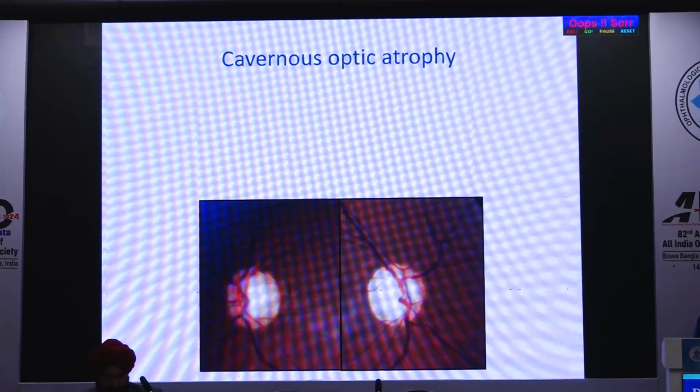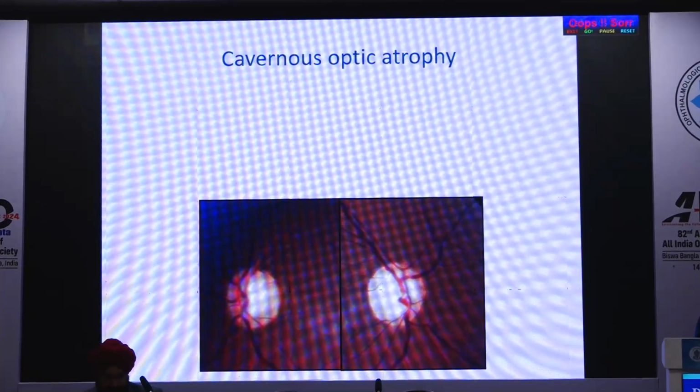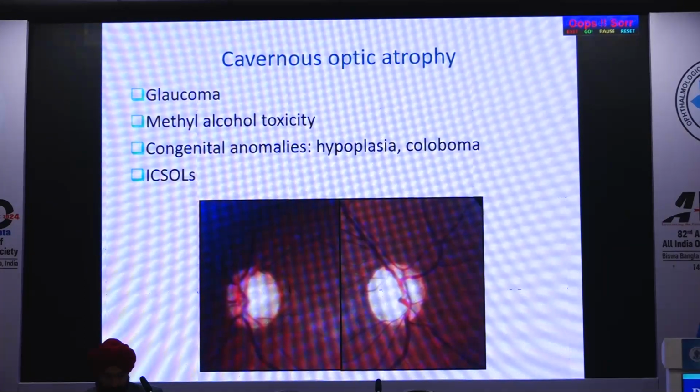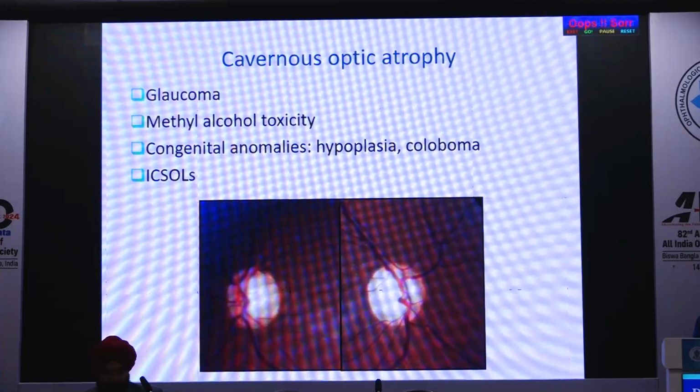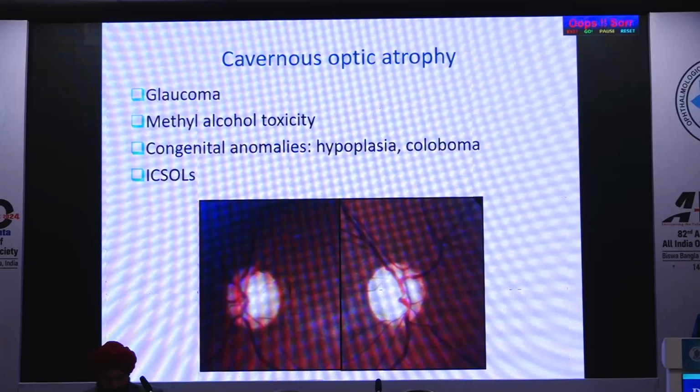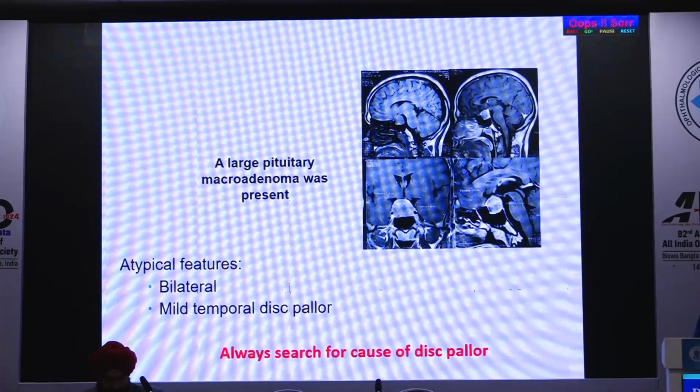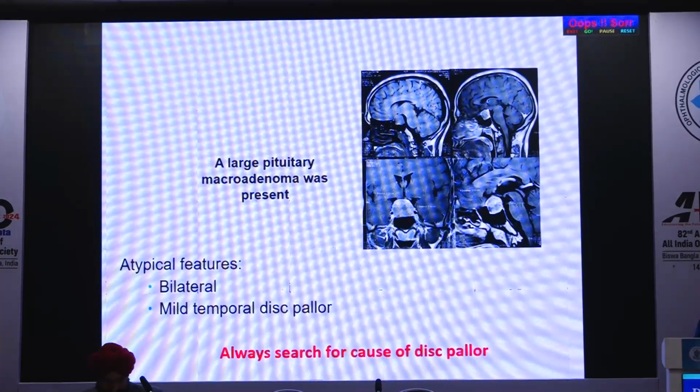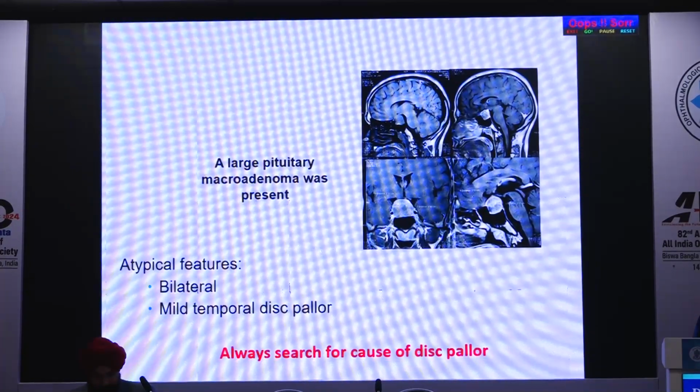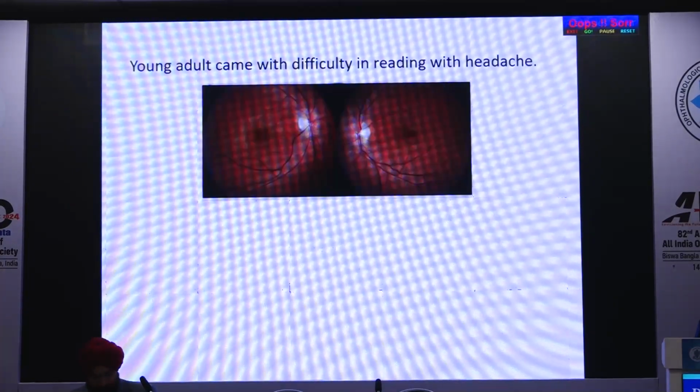Another thing that we need to always remember is that excavated discs need not necessarily be just glaucoma. Even alcohol toxicity and space occupying lesions may present with something like an excavated disc. And it's always important, whenever a patient presents, to search for the cause of the disc edema.